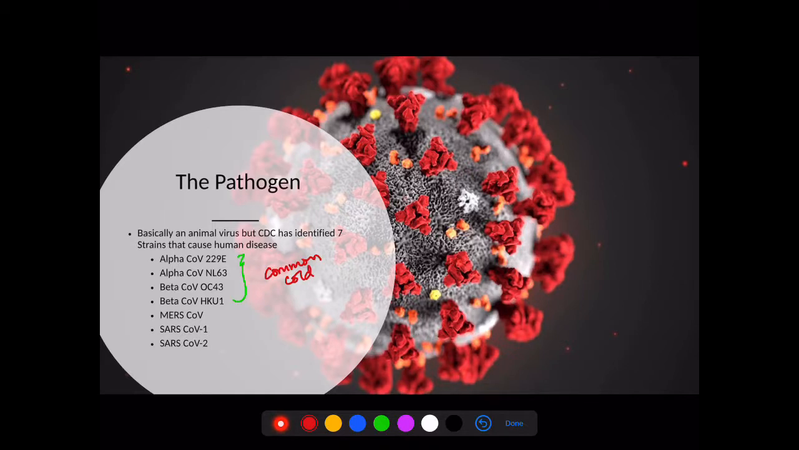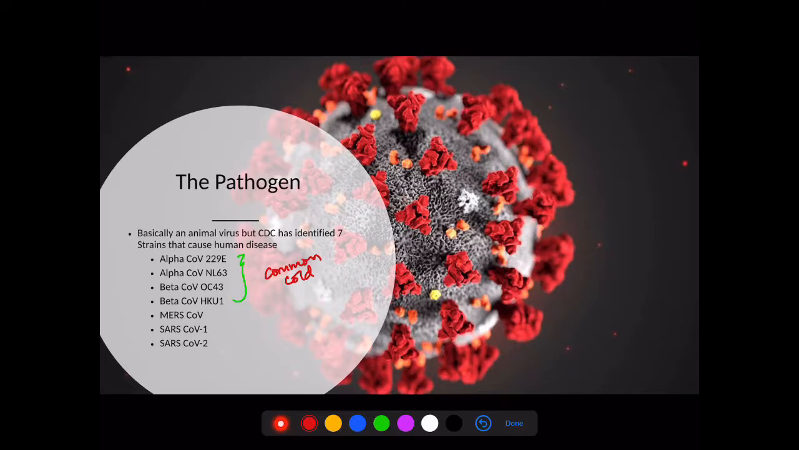3 strains of the coronavirus are quite deadly because they cause quite severe disease, viral pneumonias in human beings, and they are known as the MERS coronavirus, which stands for Middle Eastern Respiratory Syndrome coronavirus, the SARS, that stands for the Severe Acute Respiratory Syndrome coronavirus 1, and SARS coronavirus 2.